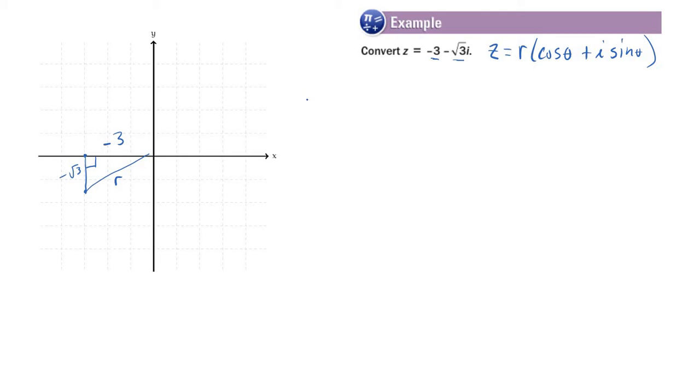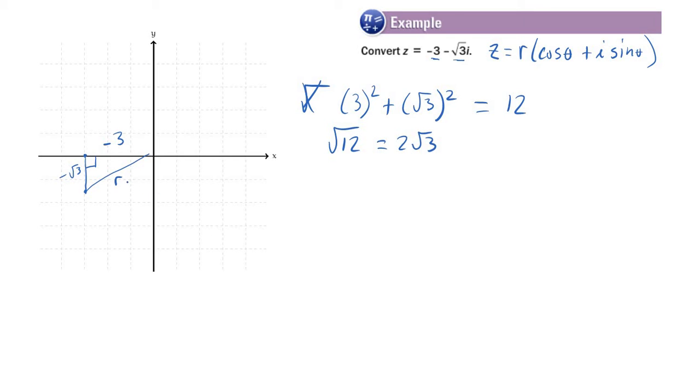If I do 3 squared plus root 3 squared, I'm doing the Pythagorean theorem, right? Well, 3 squared is 9, root 3 squared is 3, so 9 plus 3 equals 12. And if I do the square root of 12, I would get 2 root 3. So r equals 2 root 3.